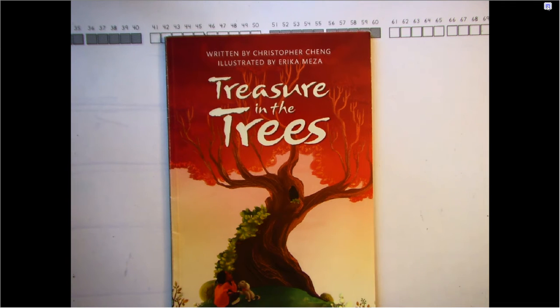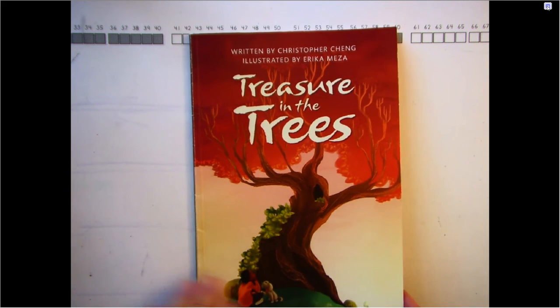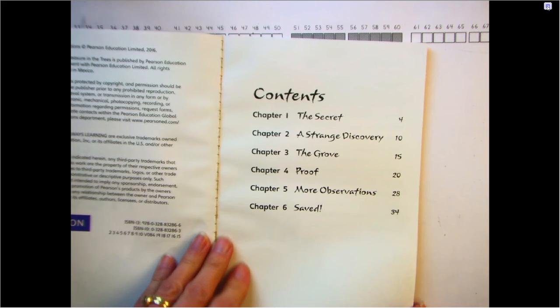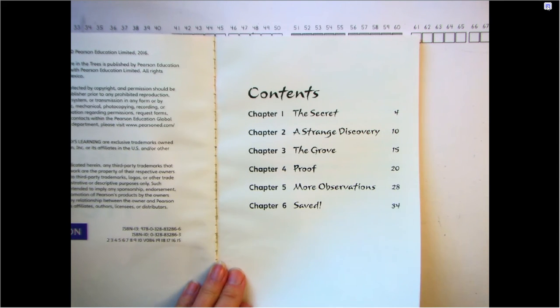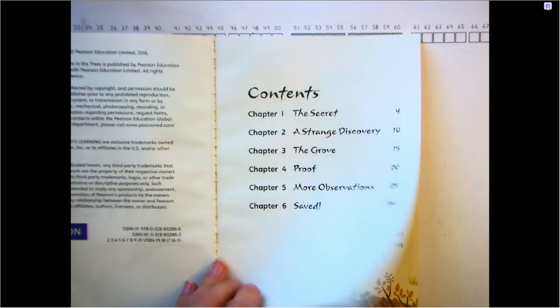Today I'm going to read this chapter, but I may not read them every day to you. So you'll want to make sure that you can get into your Savvas or your Realize Reader account from Google Classroom so that you can actually read this as well. All right, so Treasure in the Trees. You'll see here is the table of contents with all the different chapters. Today we're going to read chapter 1, which is called The Secret.